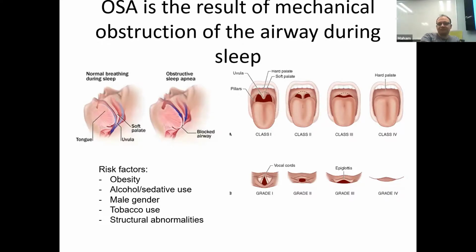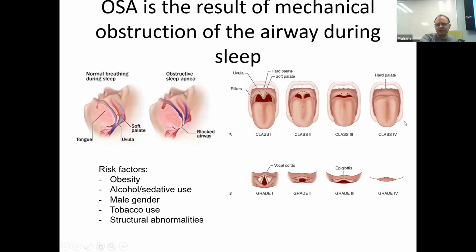So risk factors here: obesity, alcohol, sedative use at night, being a man, tobacco use, and then structural abnormalities of the uvula or soft palate. And in obstructive sleep apnea during sleep, the base of the tongue will completely occlude the airway at times. The patient will be apneic for a period of time. The PCO2 will build up, and then the PO2 will go down. And once the PO2 reaches a certain threshold, your brain says, hey, wake up, you're not breathing, you're not getting enough oxygen. So then they have a compensatory hyperventilation. They have wakefulness that interrupts the sleep cycle, and the cycle repeats over and over overnight.